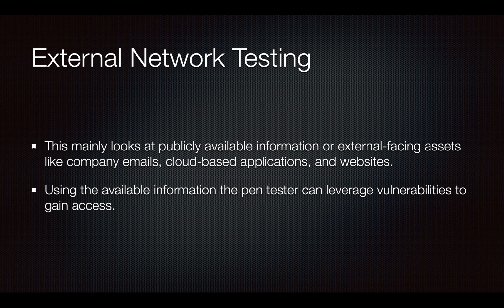So first off, we have external network testing. Now, external network testing mainly looks at publicly available information or external facing assets like company emails, cloud-based applications, and websites. Using the available information, the pen tester can leverage vulnerabilities to gain access to the network.